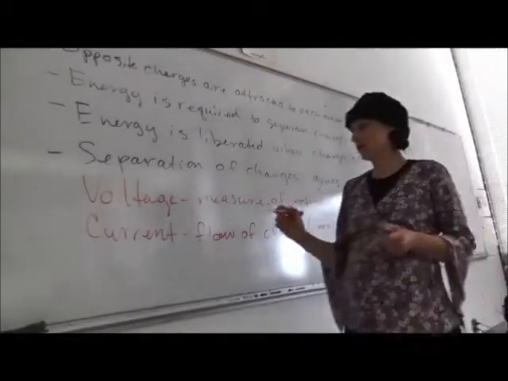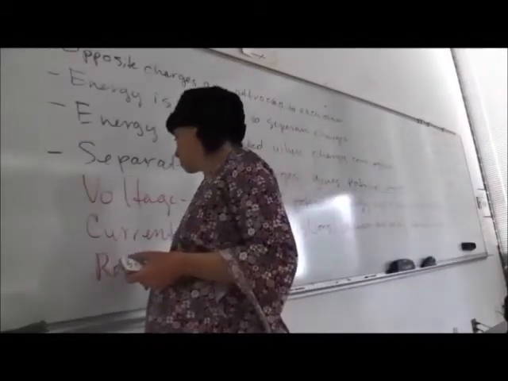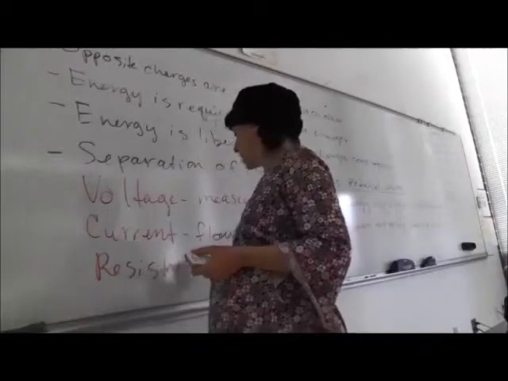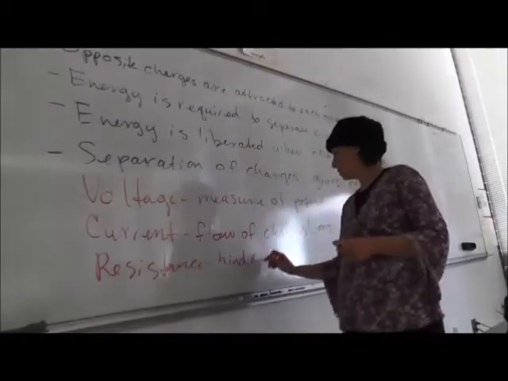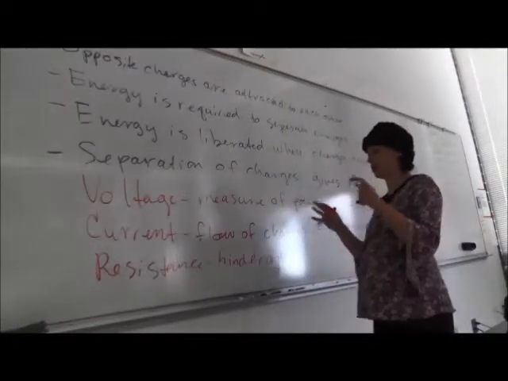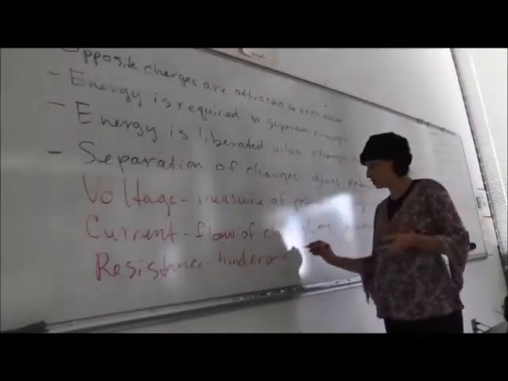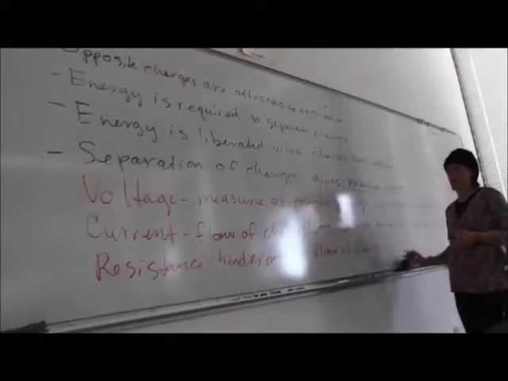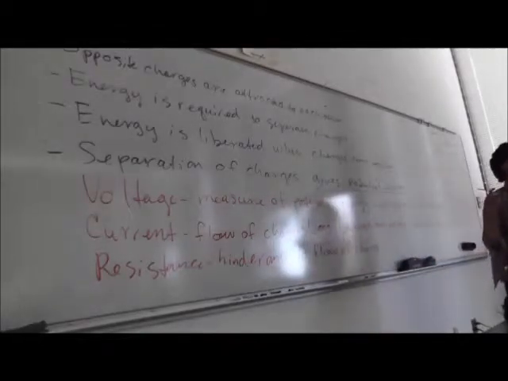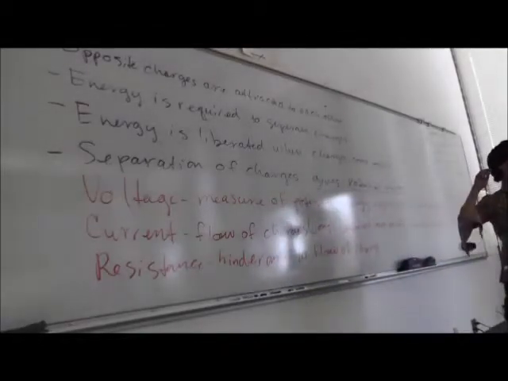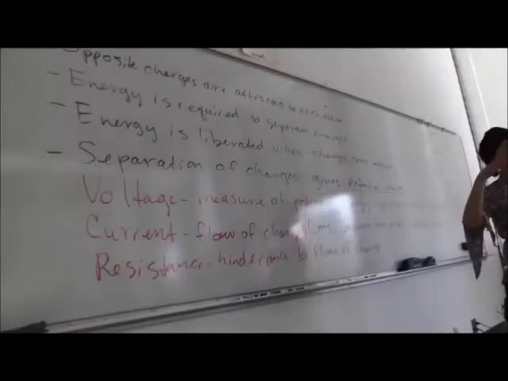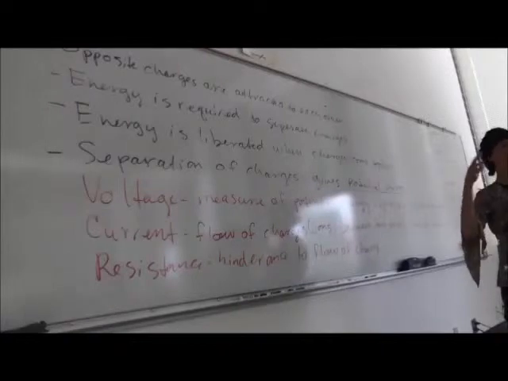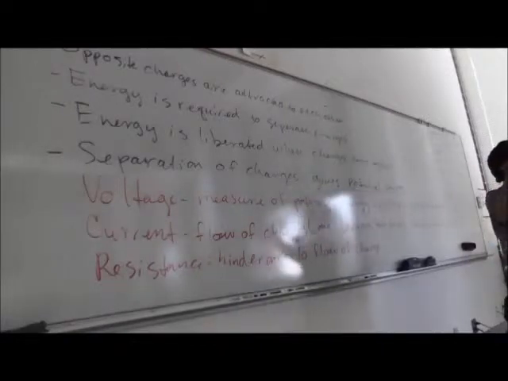So then the last definition is resistance. And resistance is like a hindrance to the flow of our current. So it's anything that's going to hinder or slow down the flow of our charge. So in the case of an action potential going down the axon, the resistance is all of the organelles that you may find in that axon, or proteins, or the neuroplasm, the fluid in there. That's all the resistance in the axon.